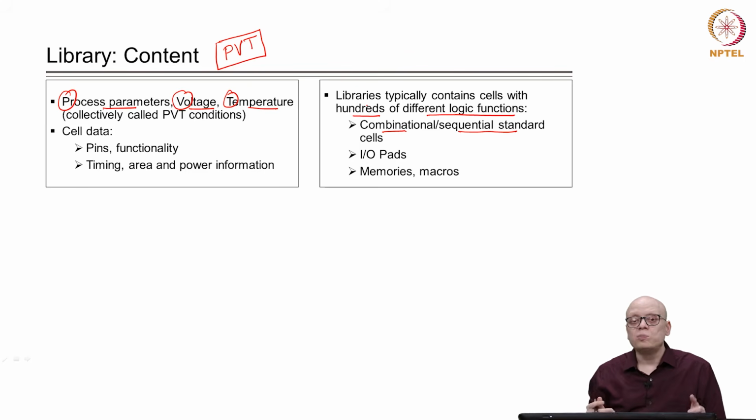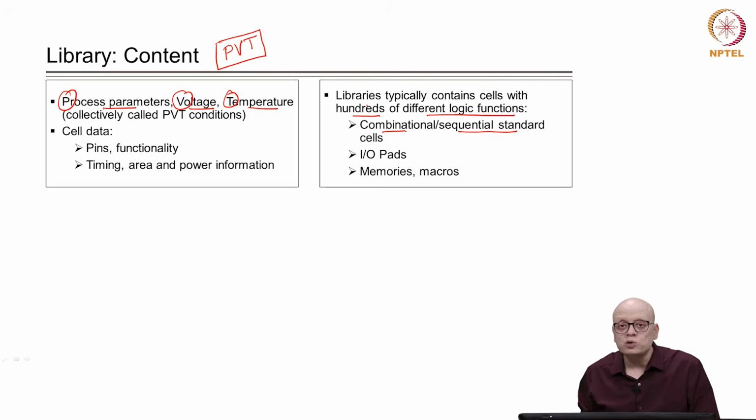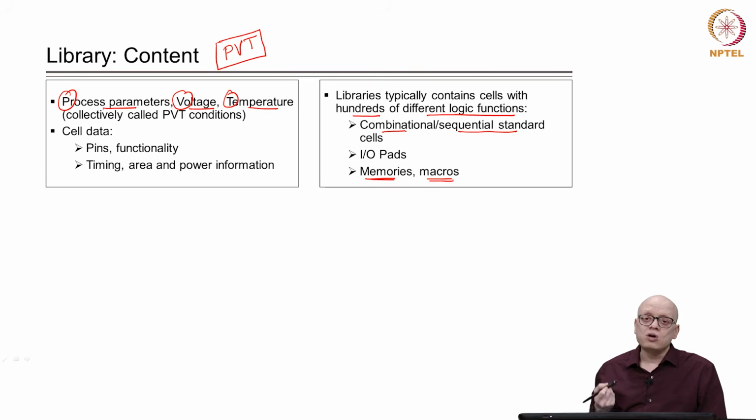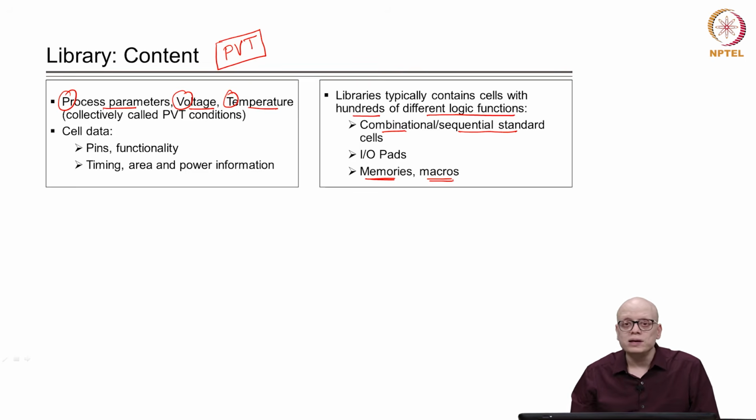Then there will be IO pads, those are special kind of cells through which signals come inside our chip, those are known as IO pads or input output pads. And there can also be cells which are implementing memory functions, and there can be bigger macros also, for example, half adders or adders, multipliers and those things. Cells of these types can also be there in the technology library.